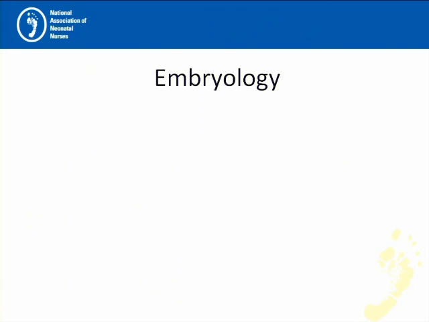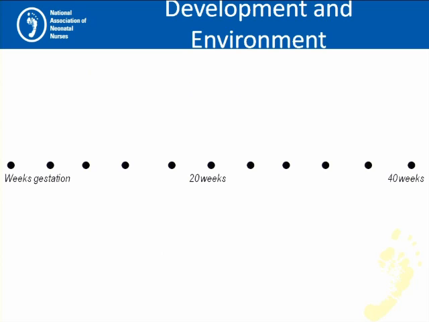We're going to start with embryology. In the first 5 weeks of fetal development, the lung develops from a single bud into lobes. The pulmonary vein also begins to develop.